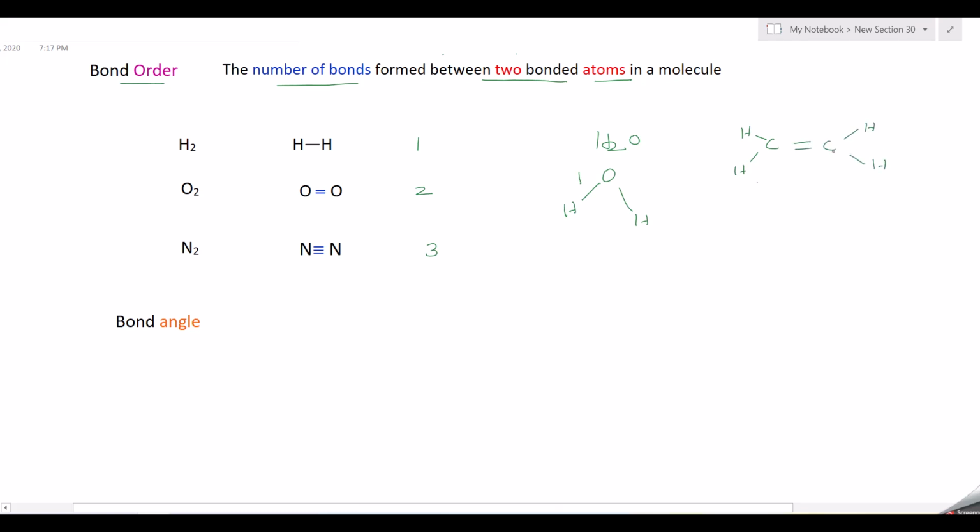So here the C-H bond order is 1, but in C double bond C, where you have a double bond, the bond order is 2. So likewise you have to find out the bond order. Then we'll go to bond angle.